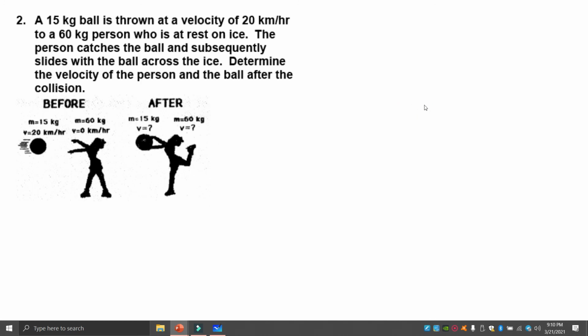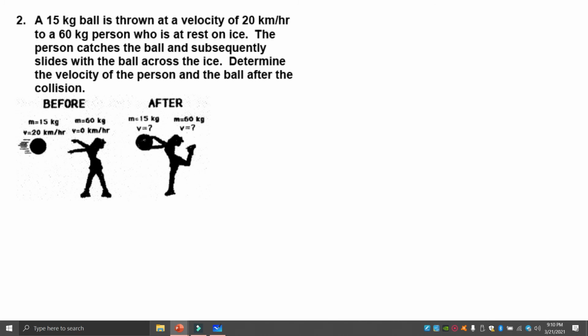Okay, so this one, a 50 kg ball is thrown at a velocity of 20 km per hour to a 60 kg person who is at rest on ice. The person catches the ball and subsequently slides with the ball across the ice. So determine the velocity of the person and the ball after the collision.